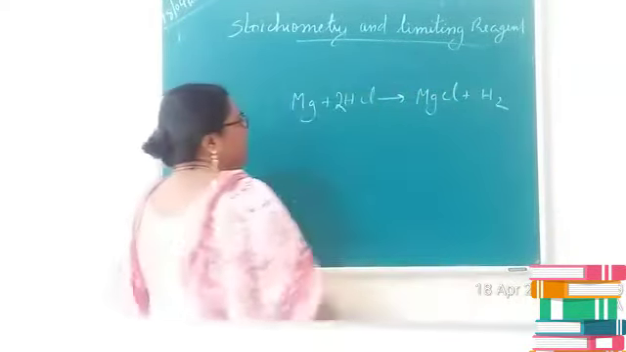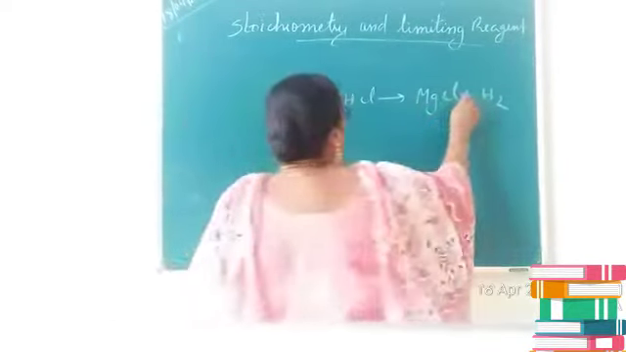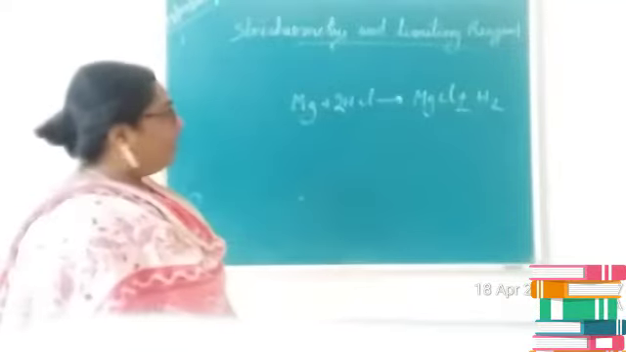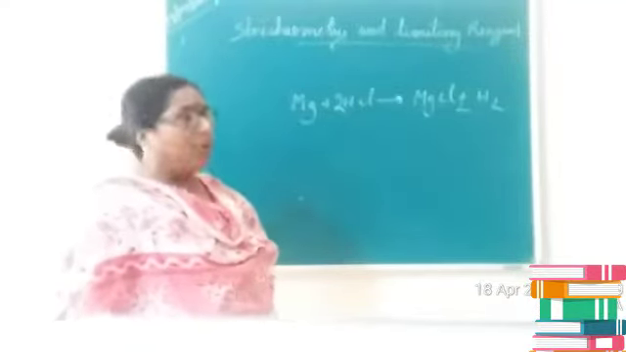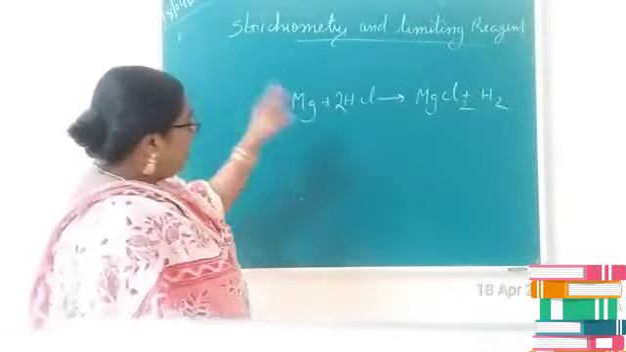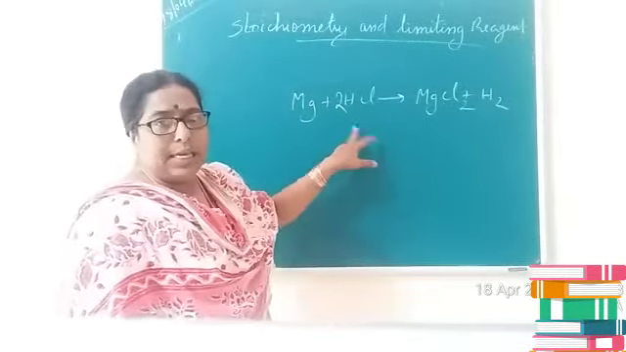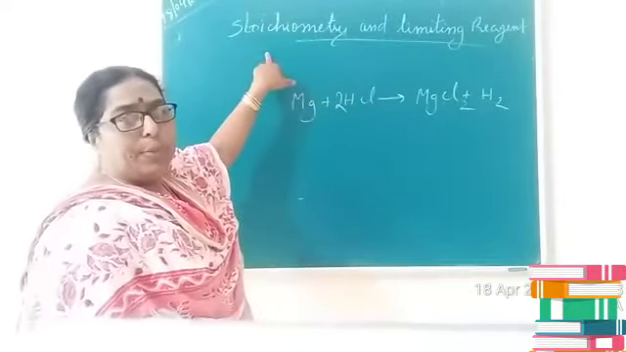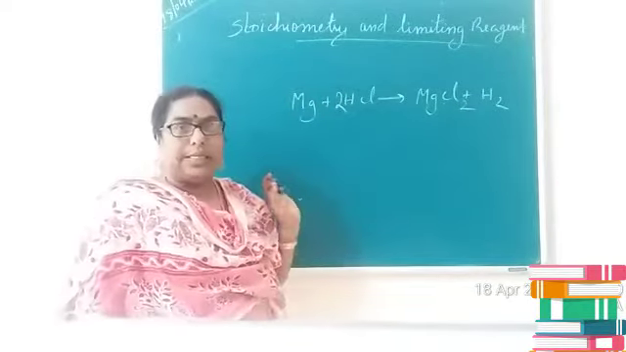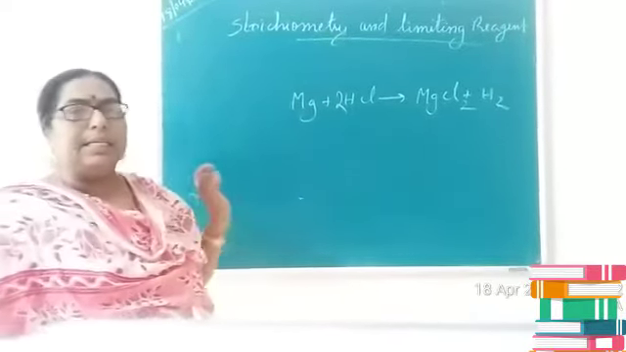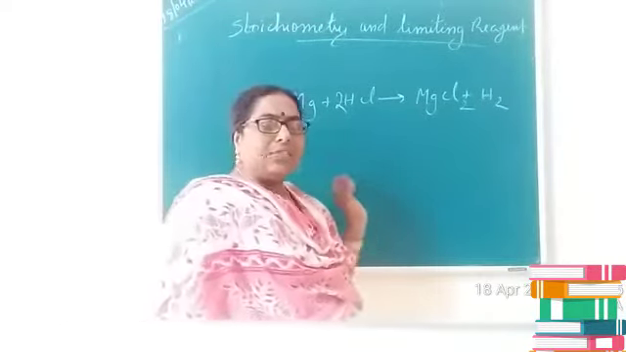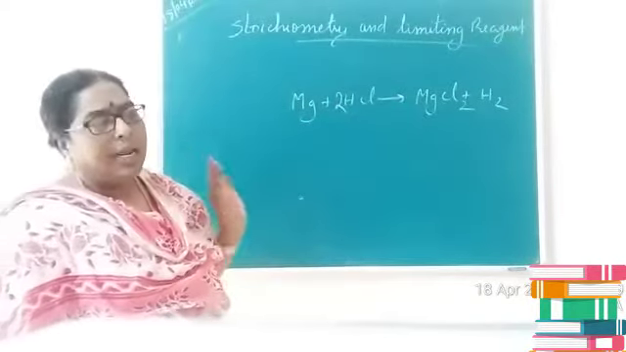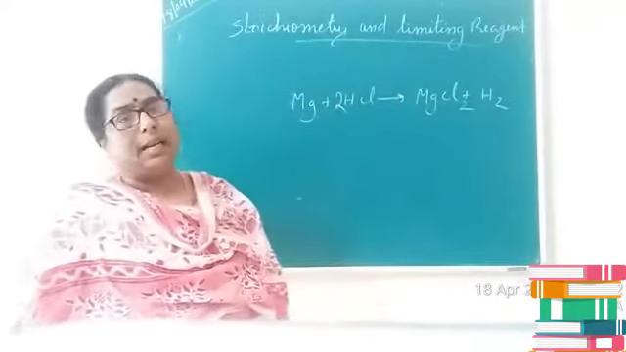Now when you balance this reaction, you know that 1 mole of magnesium reacts with 2 moles of HCl and produces magnesium chloride as well as hydrogen. This balanced chemical equation is what we will be using in stoichiometry in order to solve the questions. Is it clear? Stoichiometry is the branch of chemistry which deals with the calculation of masses of reactants and products involved in a chemical reaction.